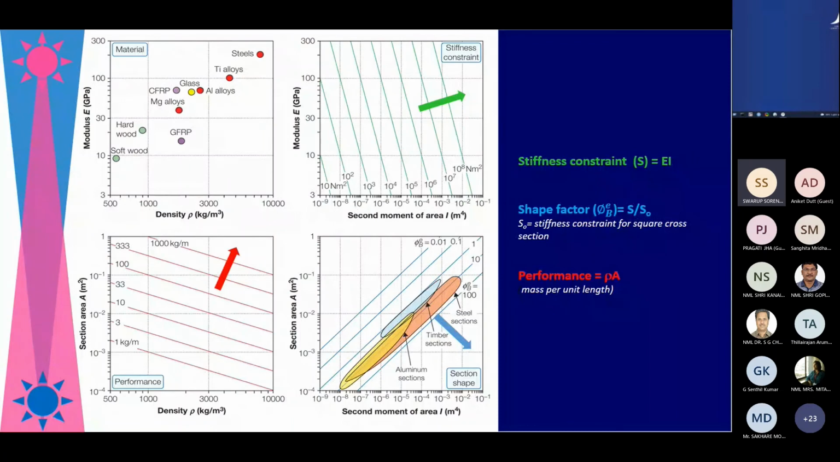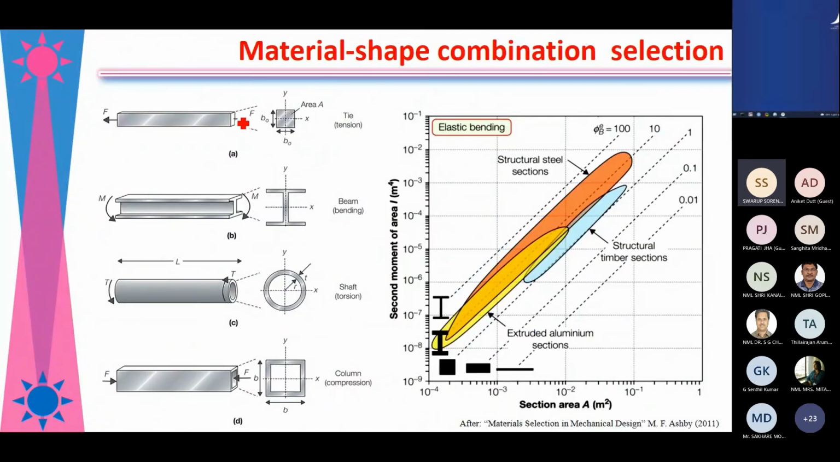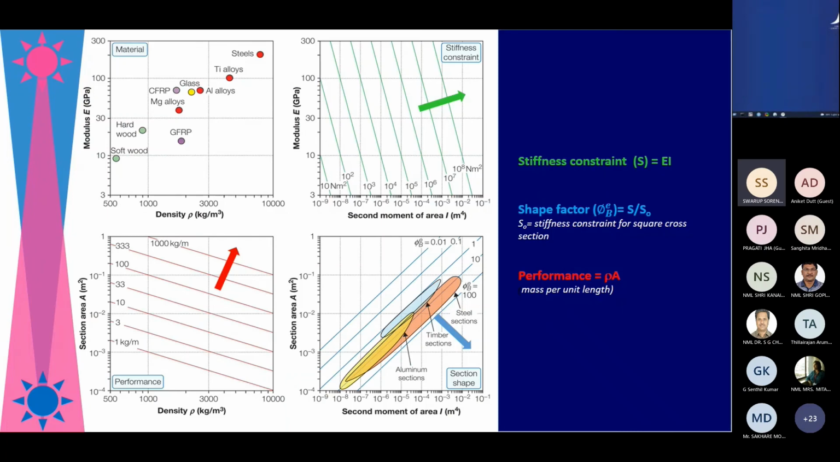certain component for a given shape or certain material, then what shape we need to choose based on that. So here it will be shape factor. So modulus we have here, this is a density. Different materials have different modulus, and what we do is we put a, for example, this is steel. We put a constraint of modulus that is called stiffness constant EI, like this.